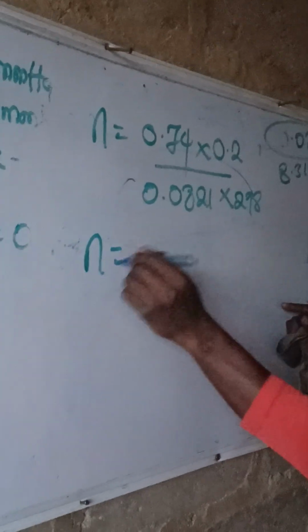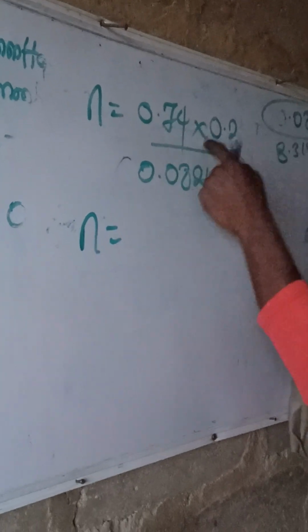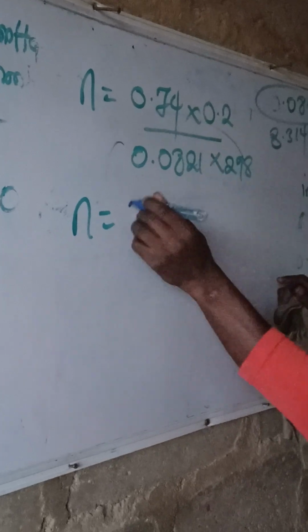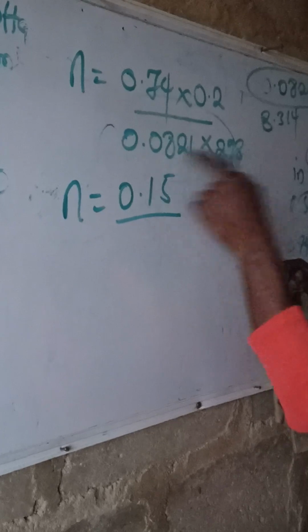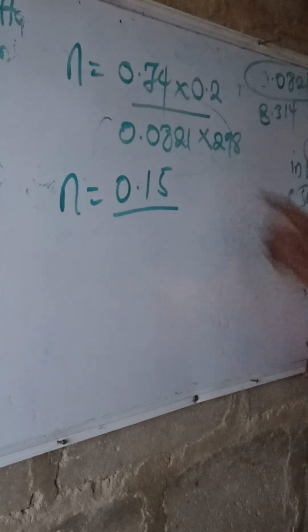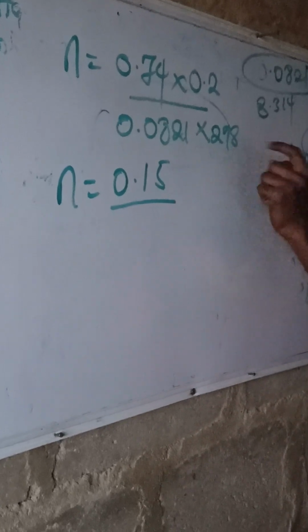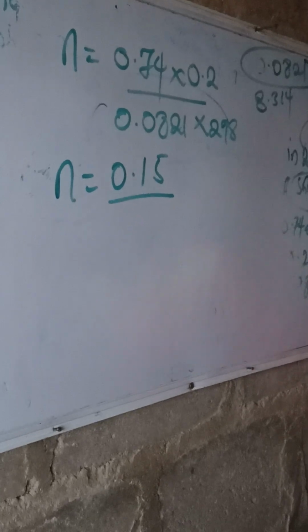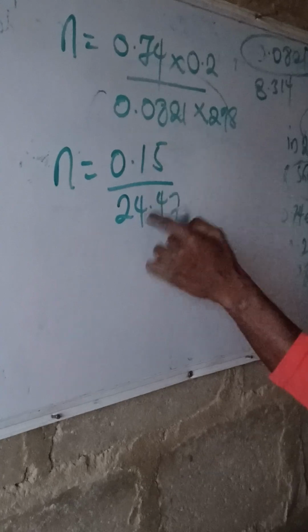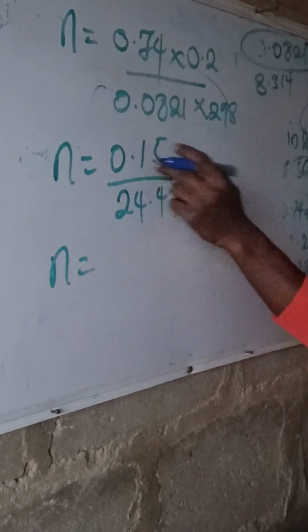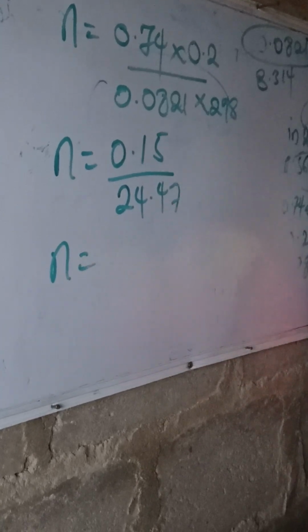This times this. What is it going to give us? 0.74 times 0.2 is 0.148, about 0.15. Divide by this times this. 0.0821 times 298 gives 24.47. Now divide this by this. What is it giving us? 0.15 divided by 24.47.